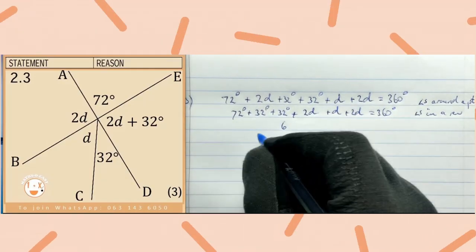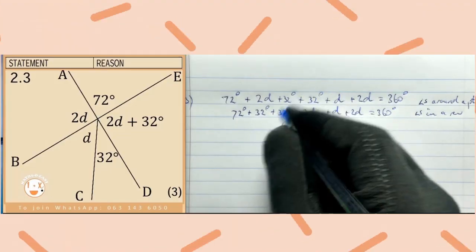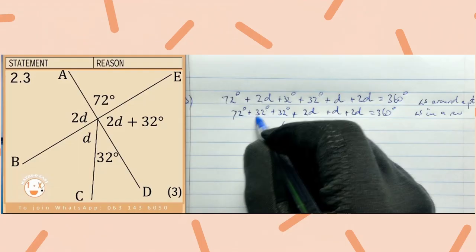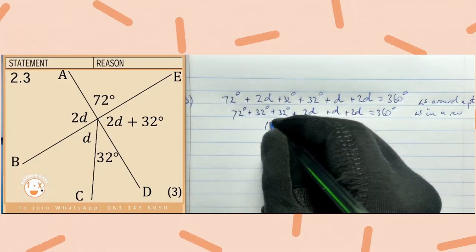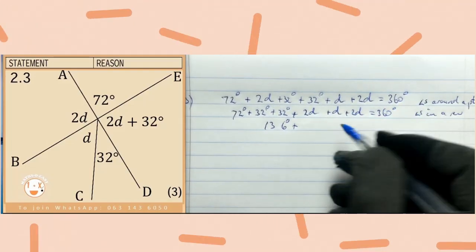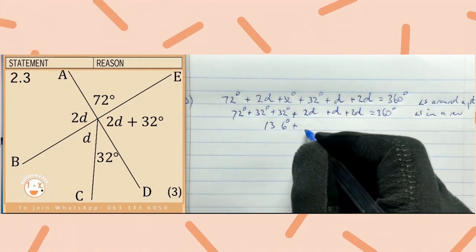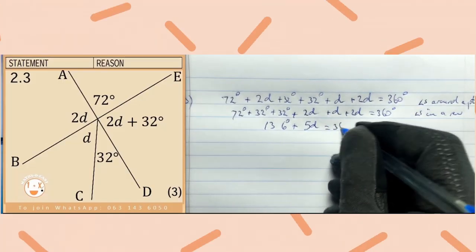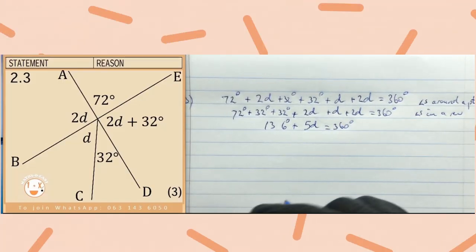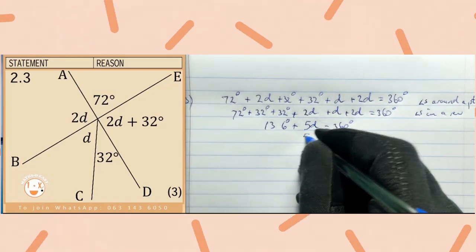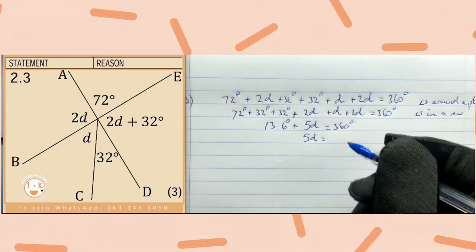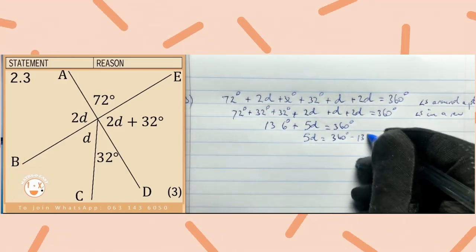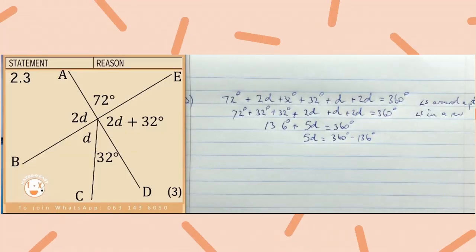I'll show you what you can do. I'm just doing it step by step so that we are together. So I have 2, 4, 6. Then I have a 10 and a 3. So I have 136. Then here I have 5D, and they are still equal to 360. Now I have 5D, which equals 360 minus 136. Whoa, the examiner was nasty here.